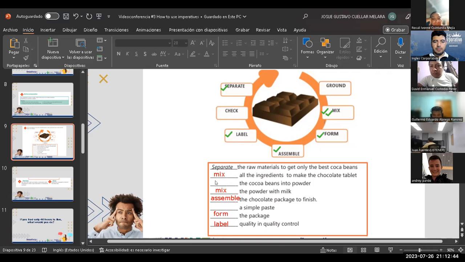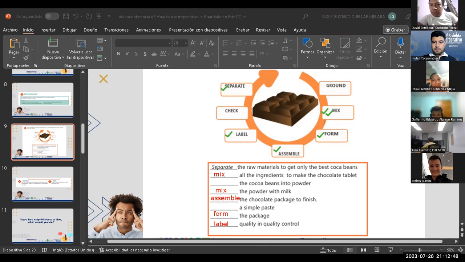Which one? Number three. No. 1, 2, 3, 4, 5, 6. Number six. 1, 2, 3, 6. Yeah. What could it be? Maybe check. Okay.